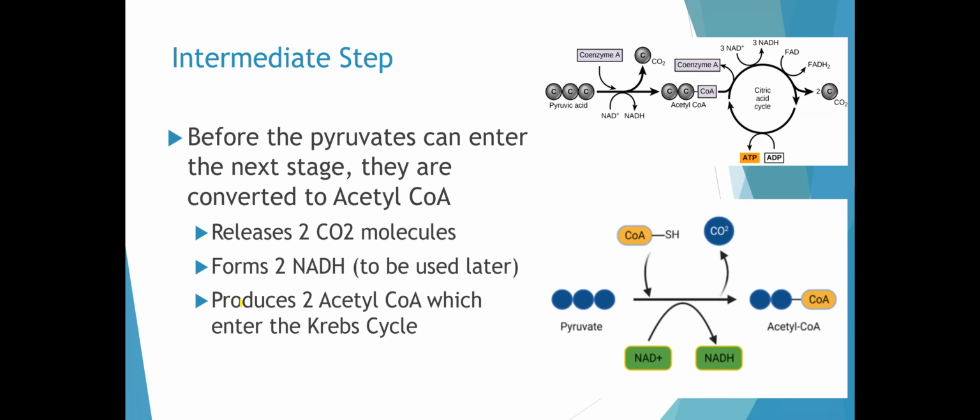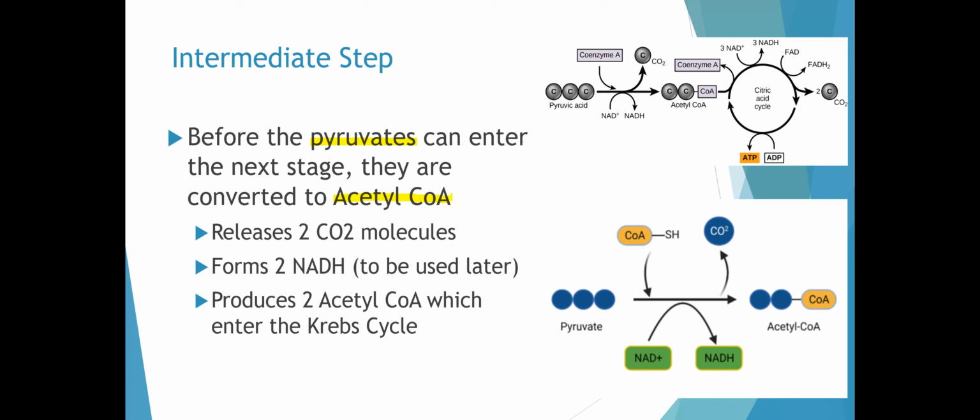So before we can actually go into the next step, which is the Krebs cycle, there's a little bit of an intermediate step here. Okay, so those pyruvates that we made, remember they were 3 carbons. Okay, here's 2 pictures. They're both showing the same thing. So here's my 3-carbon pyruvate or pyruvic acid. What we have to do is we have to turn it into another molecule called acetyl-CoA.